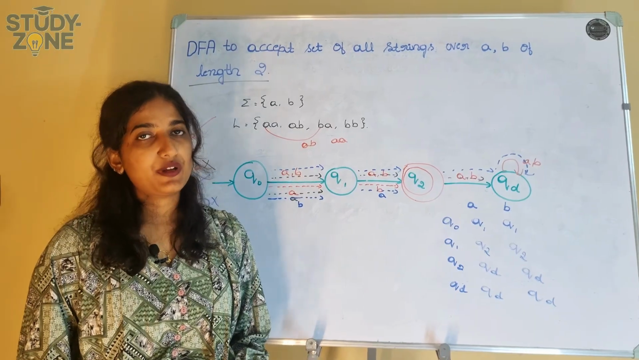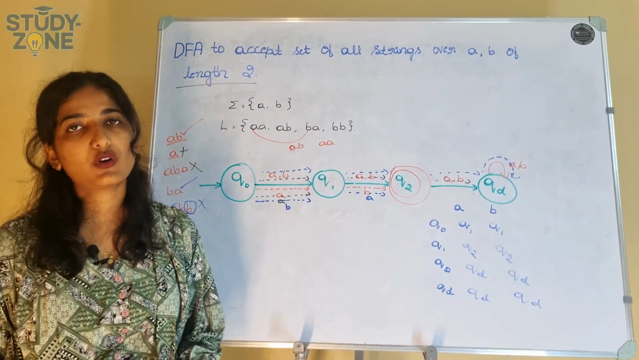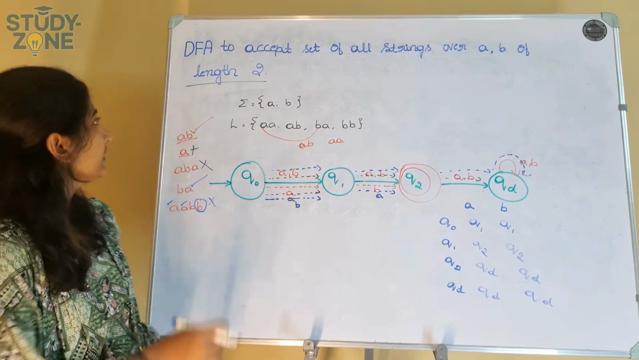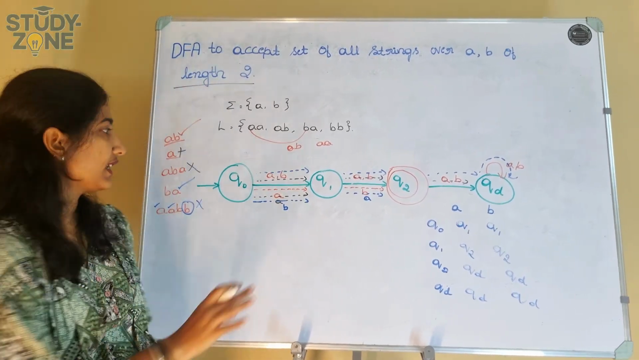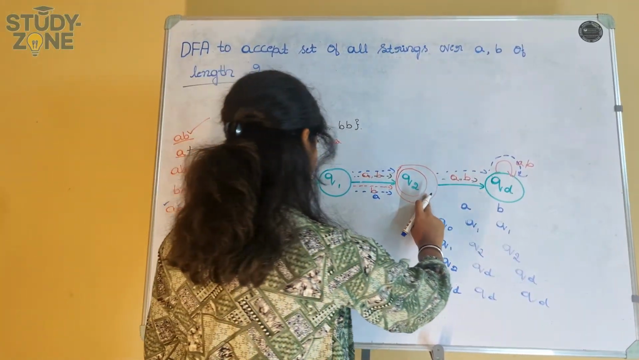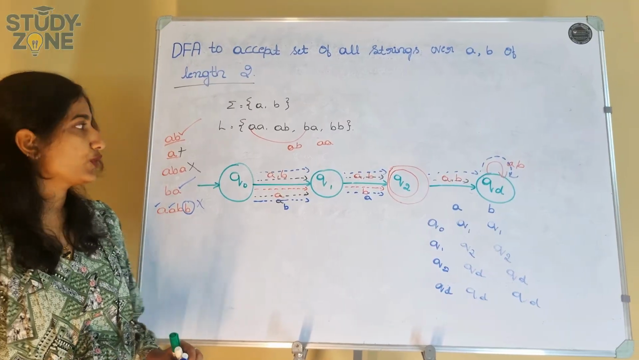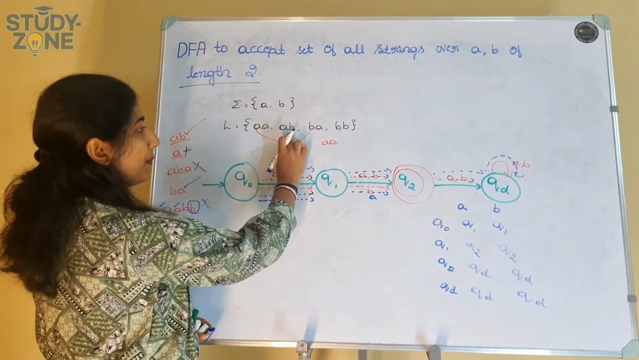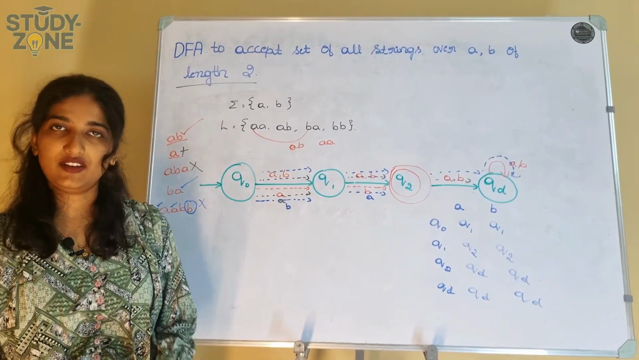So to recap, we have constructed a DFA that accepts all strings over A and B of length 2, and then we have selected 4 states. They are Q0, Q1, Q2 and QD, and this DFA accepts only AA, AB, BA and BB. Apart from this, it rejects everything.